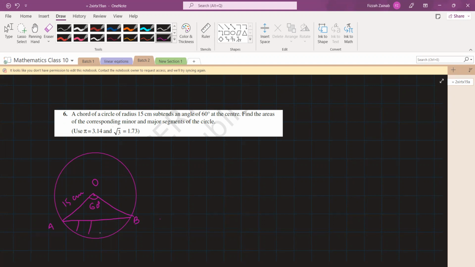So first of all, let us find the minor segment. For that, I mention a point C here anywhere, okay? So area of minor segment O, ACB. So this is area of sector minus area of triangle. So theta by 360 into pi r square minus, okay, I'm using your formula, Robin, r square by 2 into sine theta, right?